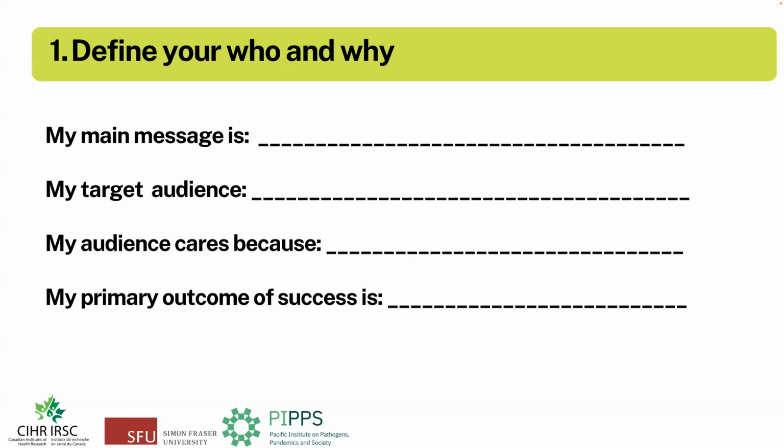Next, you need to know why your audience cares about your content. If there isn't a good reason or a compelling one, they'll get hooked by something else. And very important, what is your main outcome of success? You need to be specific. Is it getting your audience to click on a link or to watch a video or to register for something? This is important for strategically crafting your post.